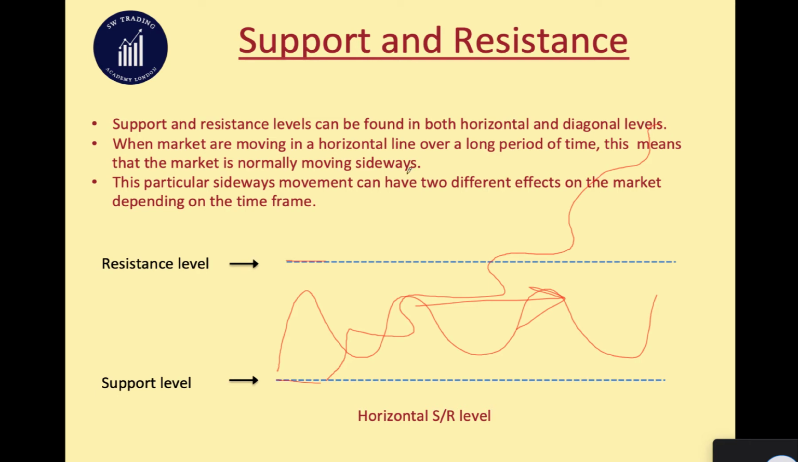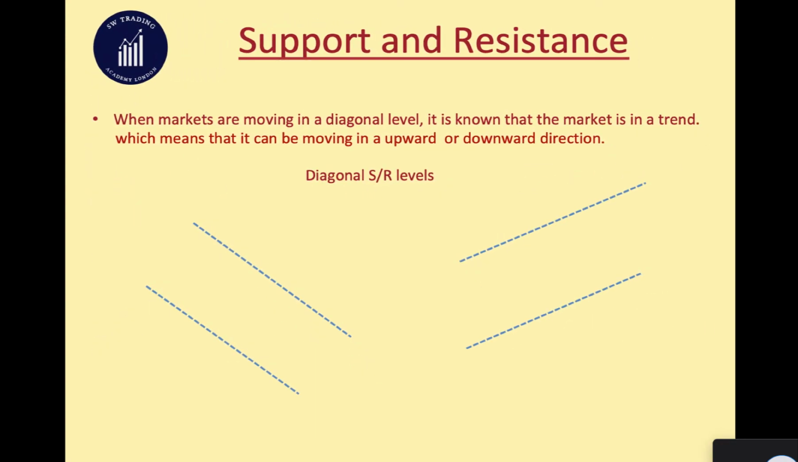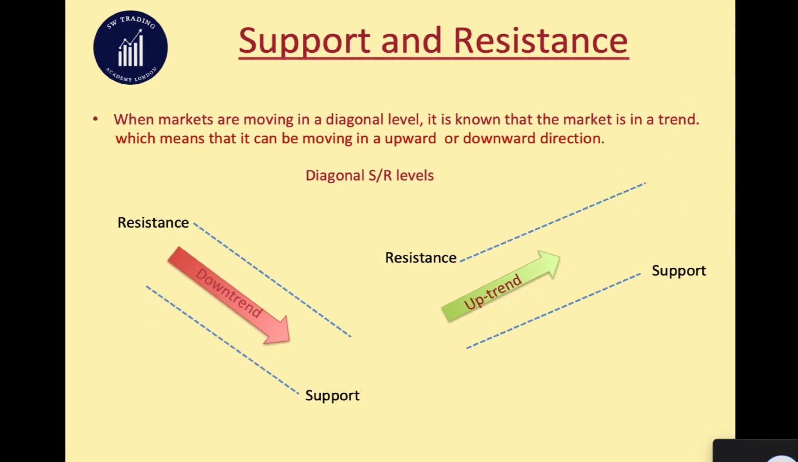This particular sideways movement can have two different effects on the market depending on the time frames. So this is the price fluctuation. When markets are moving in a diagonal level, it is known that the market is in a trend, which means that it can be moving in an upward or downward direction. So we have the diagonal support and resistance levels. The same thing, the top line will always be called the resistance level and the bottom line will always be called the support level, okay? We have the downtrend and we also have the uptrend.